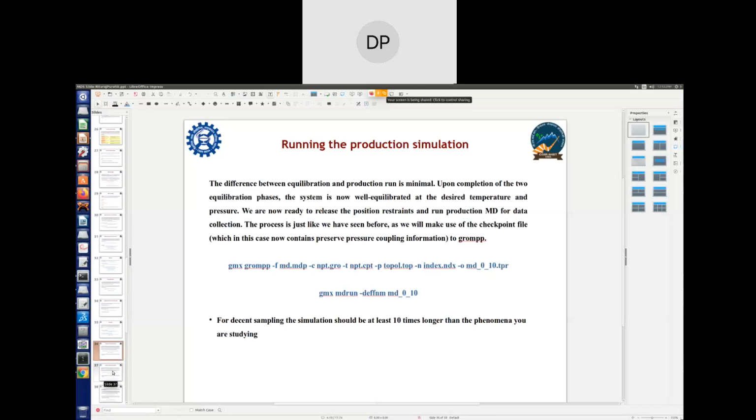Running the production run. In this way, equilibration and then the production run. Upon completion of the two equilibration phases, the system is now well equilibrated at the desired temperature and pressure, and we are now ready to release the position restraint and start the production run. After that, after having the trajectory from this production run, we can go for the analysis.